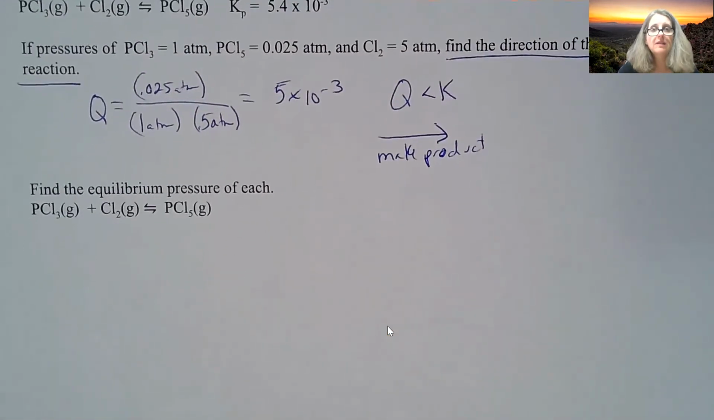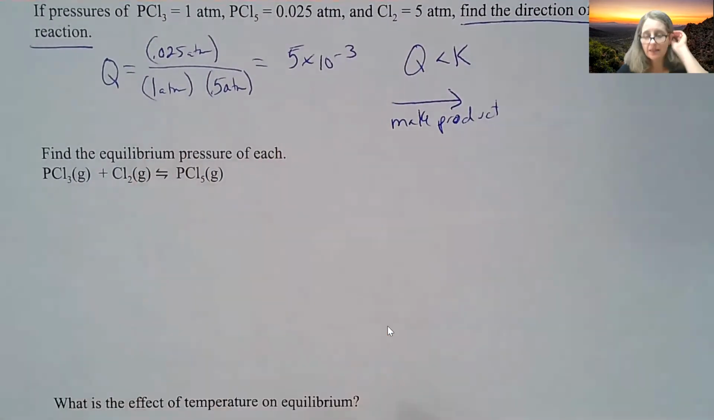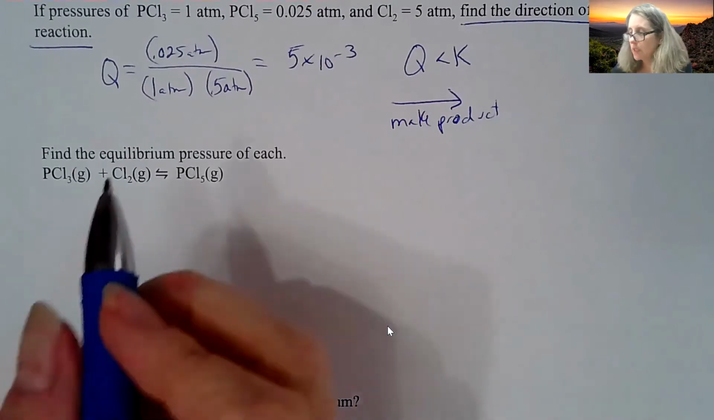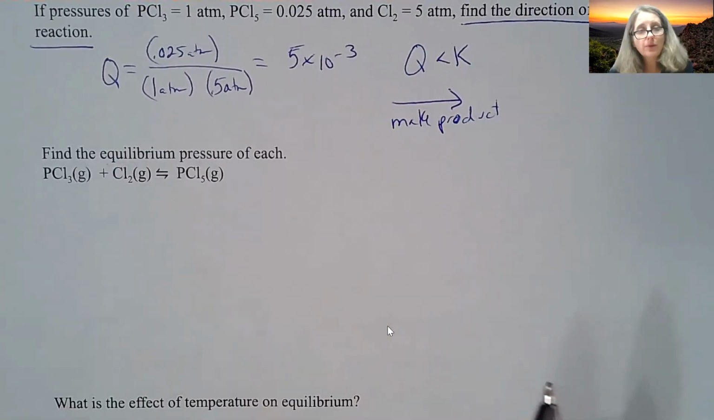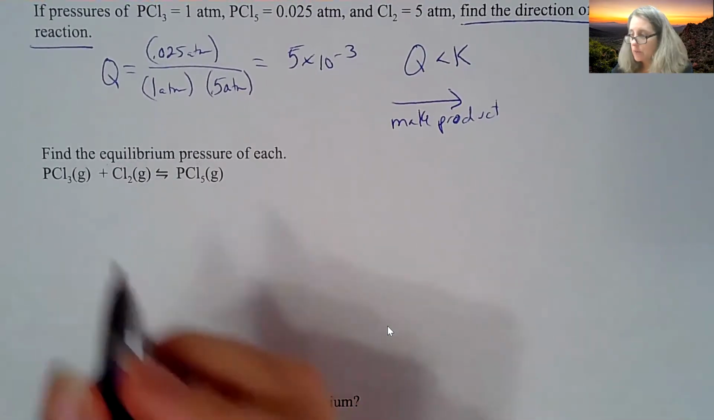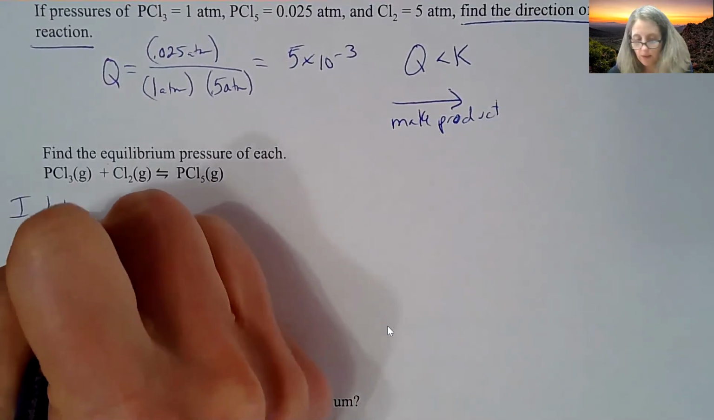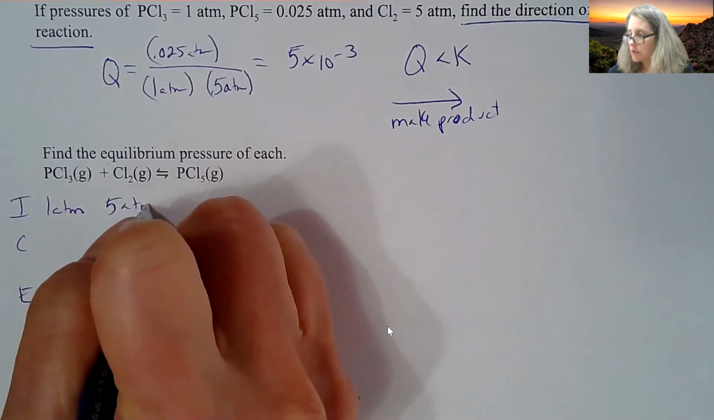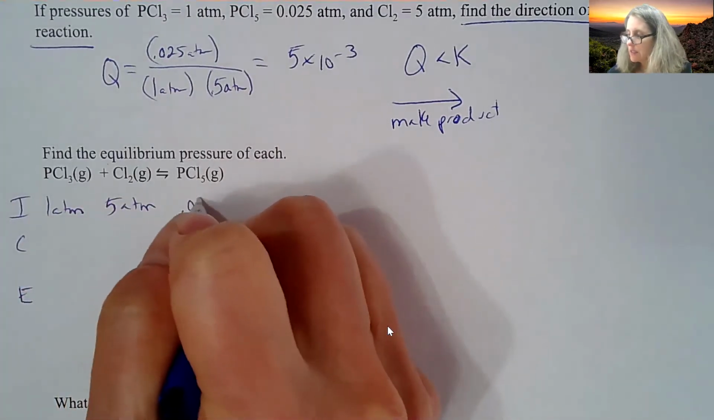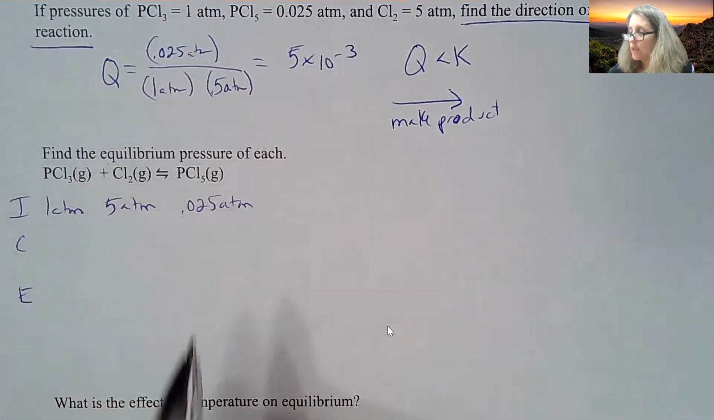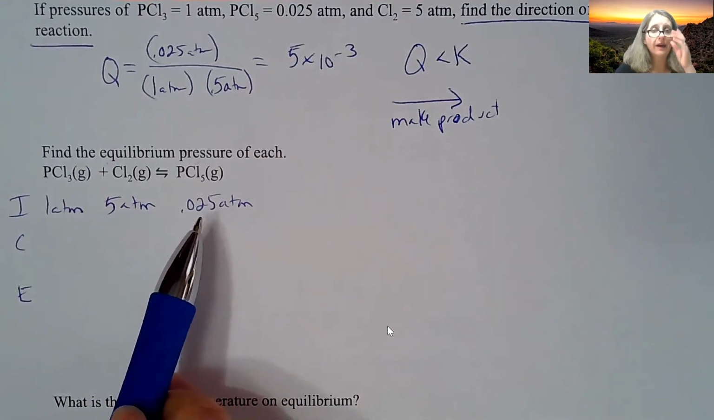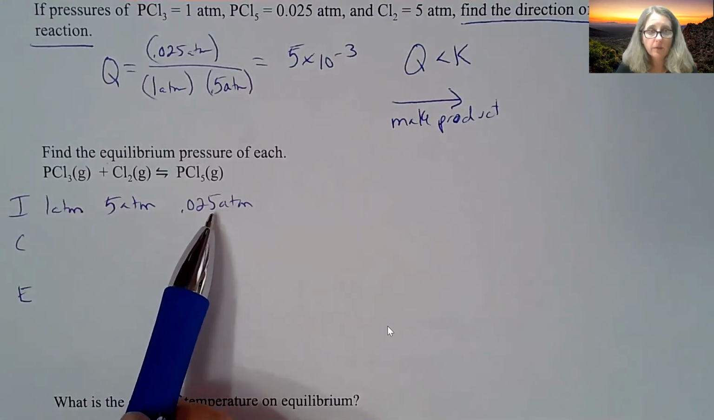So let's take that and apply it to an ICE table. I want to find the equilibrium pressures of each because I'm not at equilibrium. So again, I'm going to do a quick ICE table. This is 1 atmosphere, this is 5 atmospheres, but this is different. This does have a pressure for the product.